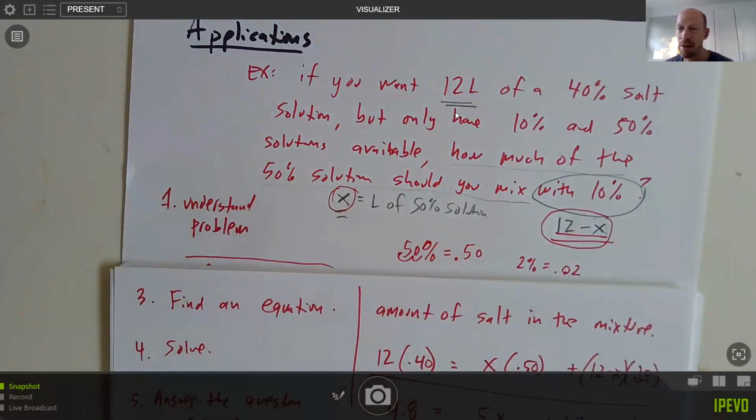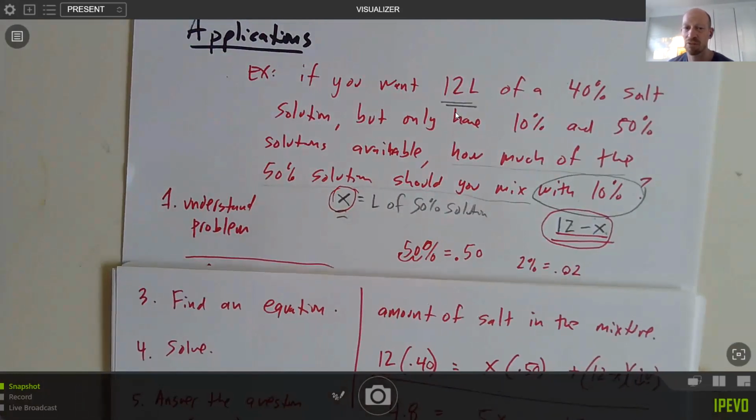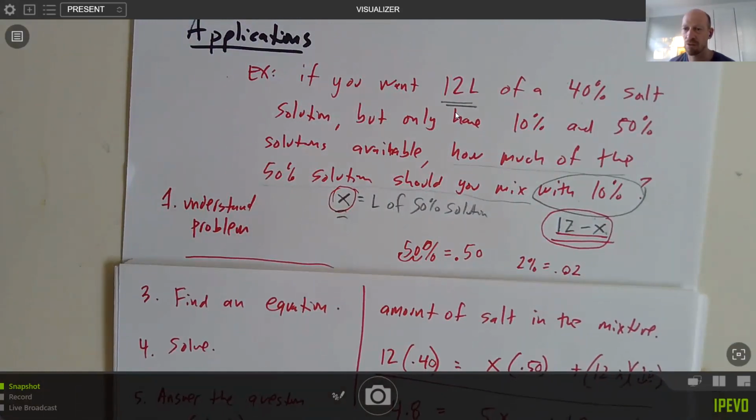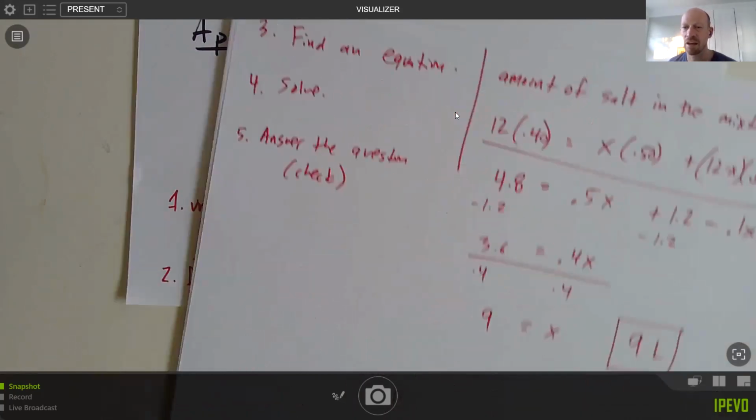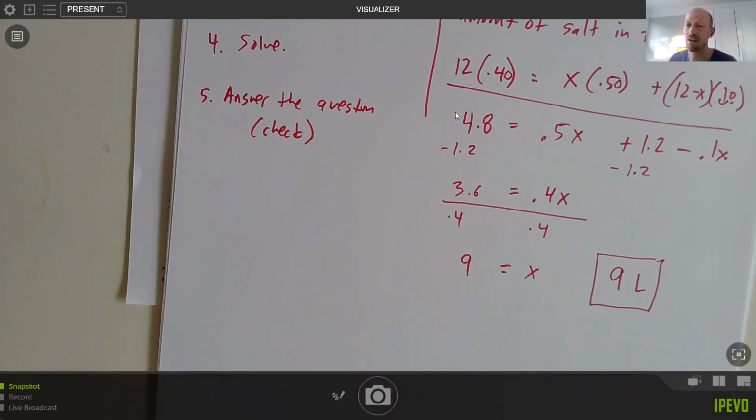And depending on the problem, what I solved for might not really answer the problem. If someone said the question was, well, how much of the 50% and how much of the 10% should you mix? And if you just answered 9, they would say, what? Like, that's not, let me ask that question again, right? So instead, you would answer, well, 9 liters of the 50% and 3 liters of the 10%. And they would say, oh, okay, I get it now. Right. So it's like a conversation. You want to make sure that you're answering the question in a way that makes sense with how the question was asked.